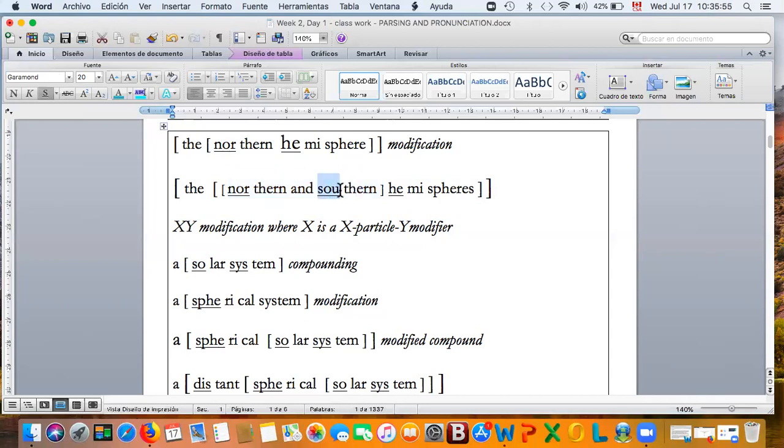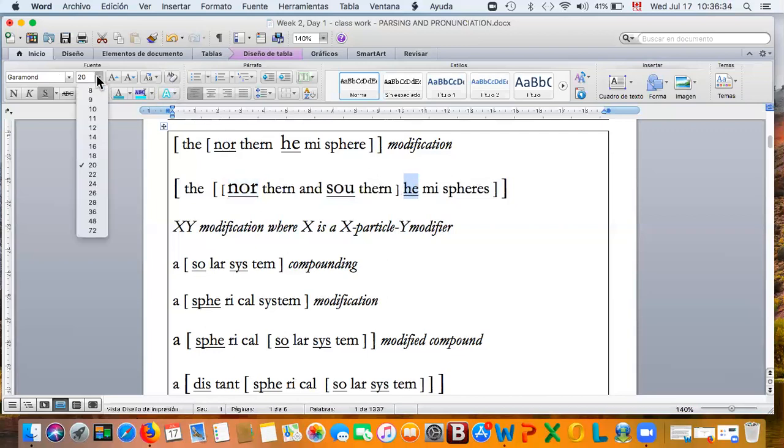X and Y structures are pronounced like this. Northern and Southern. But now, this X and Y construction is used as a modifier of hemispheres. Well, what happens is interesting. The accent shifts. It goes here. Northern and Southern hemispheres.